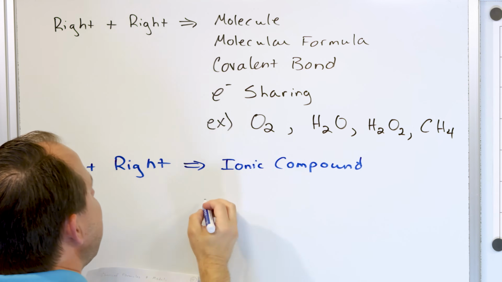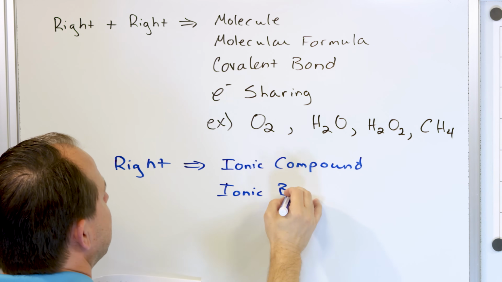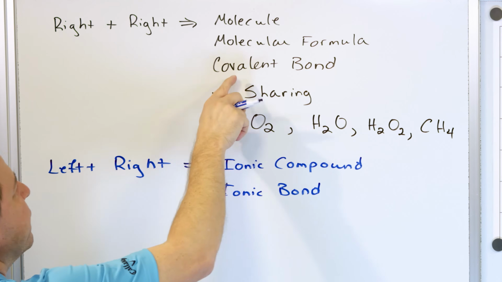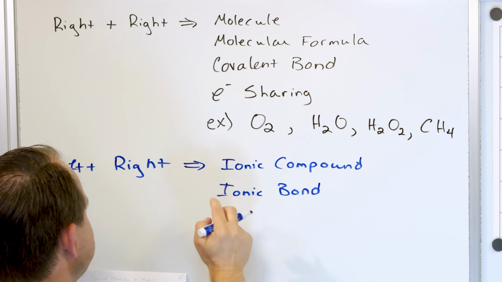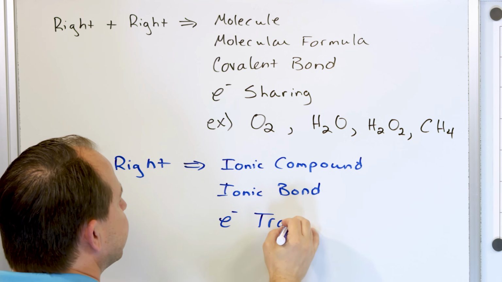Right? And we also say that it's an ionic bond. So there's two types of bonding, right? You have an ionic bond and you have this covalent bond. A covalent bond was when the electrons between the atoms are shared. Well, what happens in ionic bonds? The electrons are no longer shared, they're transferred.